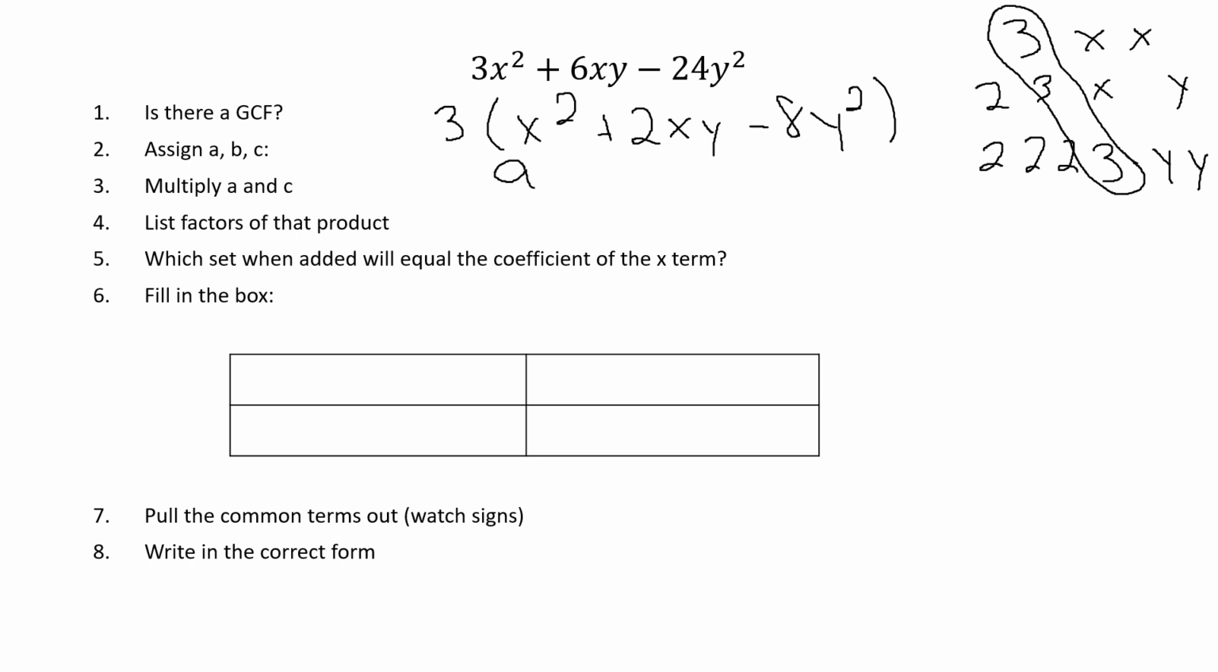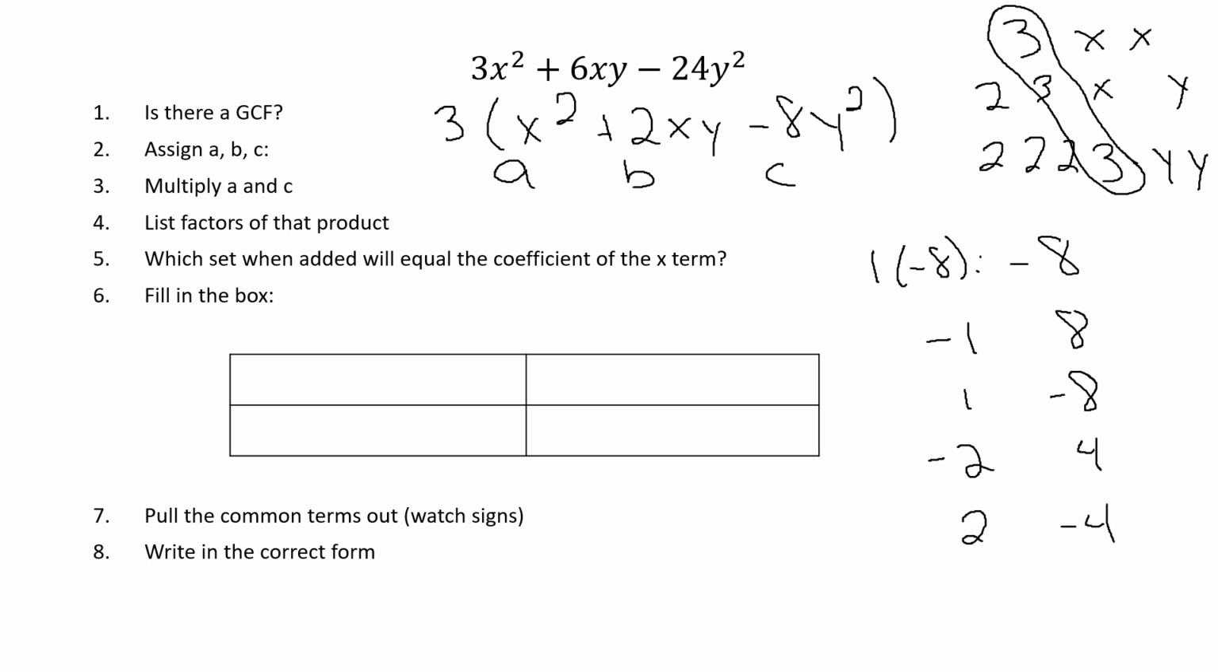Now I'm going to assign a, b, and c. A times c is going to be 1 times -8, which is -8. Factors of that are -1 times 8, 1 times -8, -2 times 4, 2 times -4. And again, if you knew looking at this which one it exactly was without having to do all of that, that's fine. I'm just writing it down for those who need to see it in a different way.